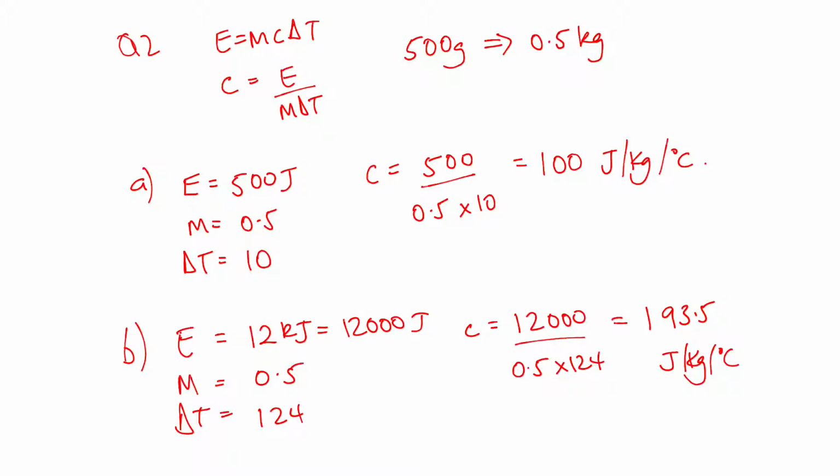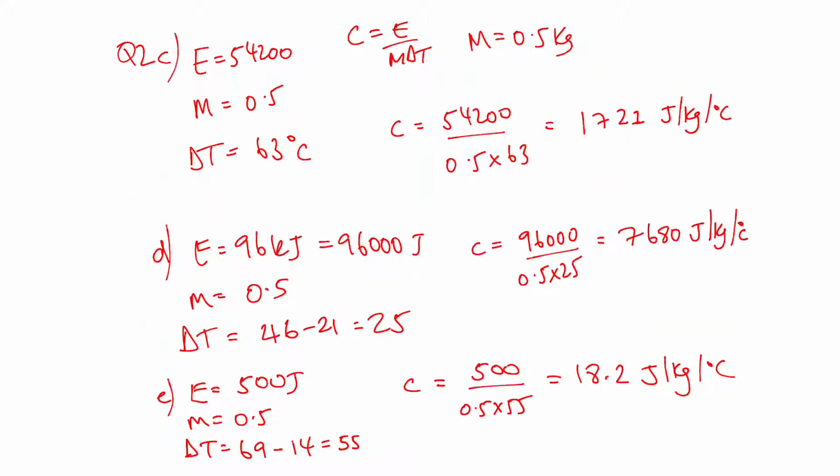Question 2b, again, we've got the energy, but this time it's in kilojoules. So we need to multiply by 1,000. So that gives us 12,000 joules. The mass is 0.5 kilograms. Change in temperature, this time is a big one, 124. And we work it out by putting it into the equation, we have the energy on the top divided by the mass times the temperature change.